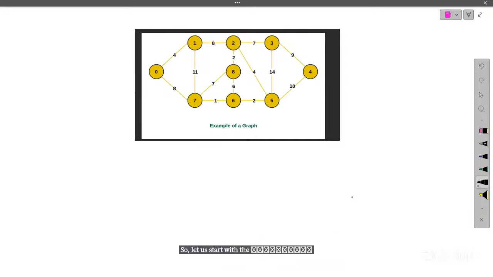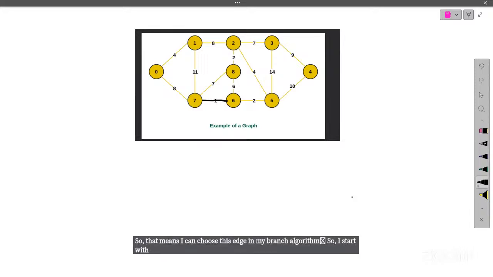So Prim's algorithm says choose the least cost edge. So what is the least cost edge here? This is the least cost edge, correct? This edge has cost 1. So that means I can choose this edge in my Prim's algorithm. I start with this particular edge, which is connecting vertex number 7 and vertex number 6.